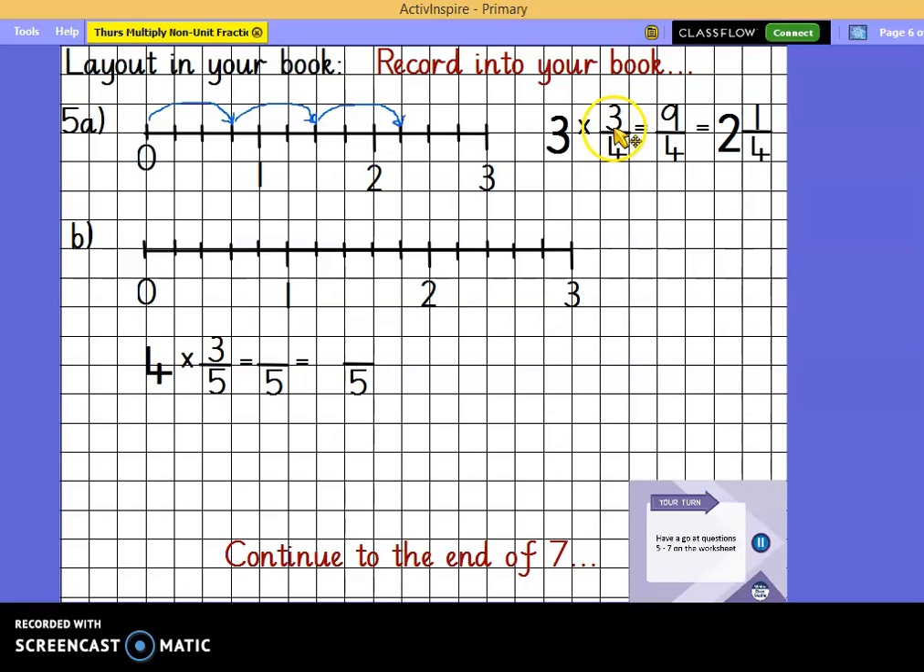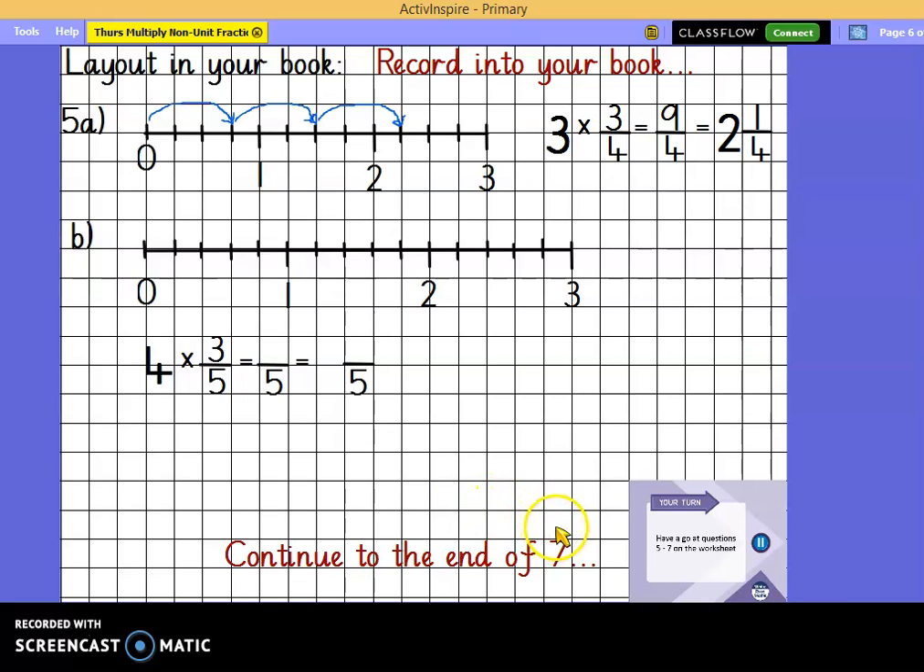Then I'm doing 3 times 3 is 9. So each jump must be 3 in a jump, 1, 2, 3, and you can see we land on 9/4, which is the same as 2 wholes and 1/4. I've shown you how to do B because we're working in fifths. There are 5 jumps now between each whole. So remember the denominator tells us how many jumps between.